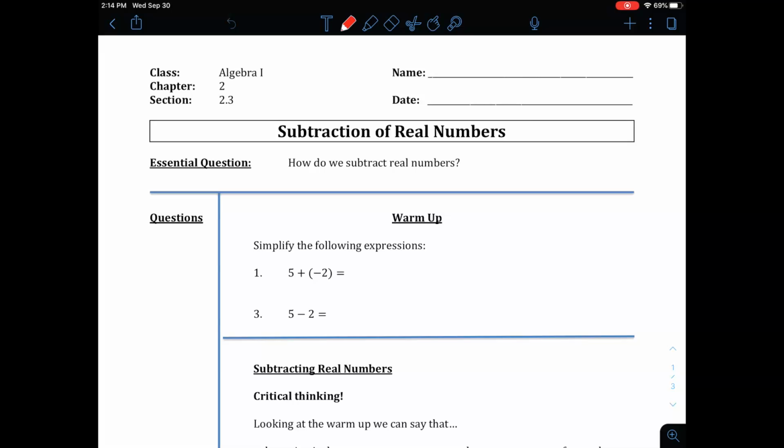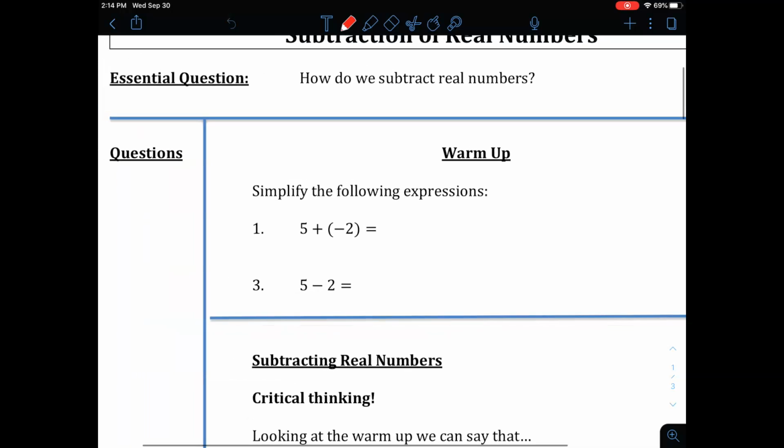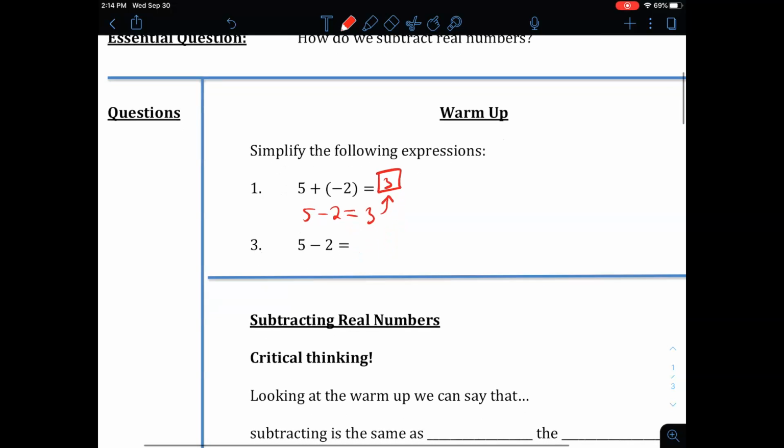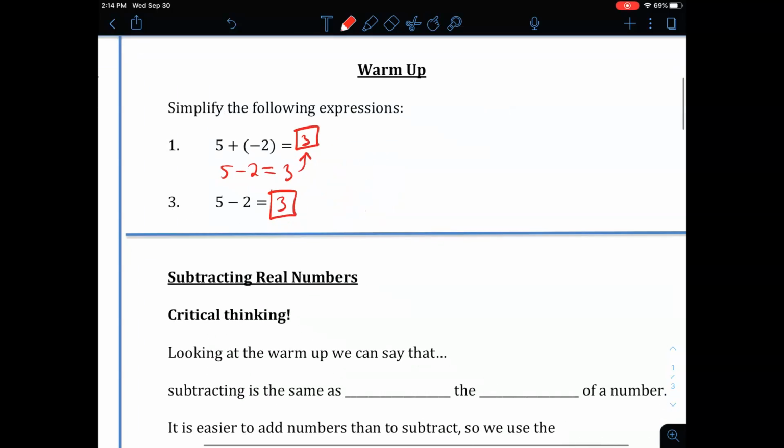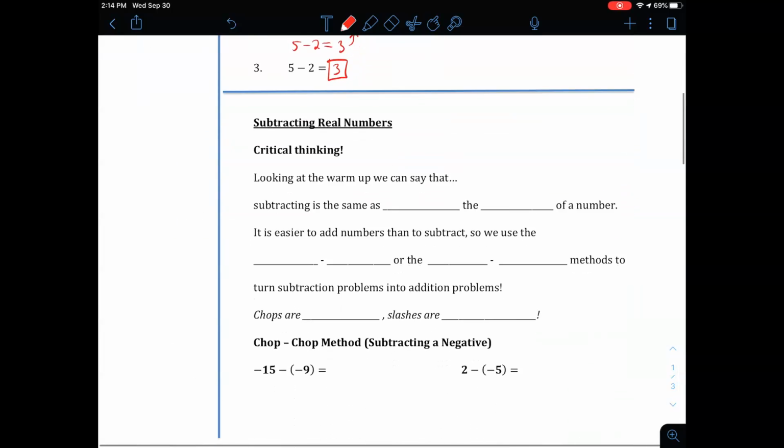All right, welcome back. So what is 5 plus negative 2 going to be? Well, remember, if we add numbers with different signs, we're going to subtract. 5 minus 2 is 3. What's the sign going to be? Is it going to be positive or negative? Well, 5 is bigger and 5 is positive, so we're going to have positive 3. So 3 is our answer. And then what is 5 minus 2? That's a little bit easier. That's going to be also 3. That's interesting. So it looks like adding negative 2 and subtracting 2 was the same exact thing. We'll come back to that later.